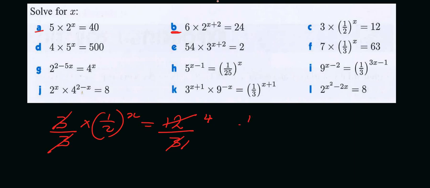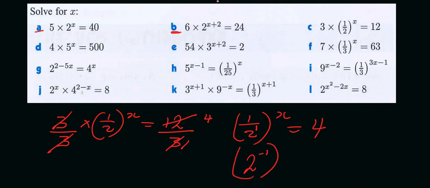So now we have 1/2 exponent x is equal to 4. For 1/2, the denominator is 2, so that is the same thing as 2 to the power of -1. So we can now write this 2 as a whole number instead of a fraction, to the exponent of -1. So this becomes 2 exponent -1 in parentheses, and then exponent x is equal to 4.